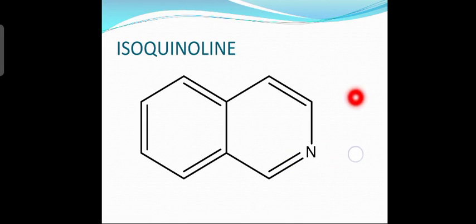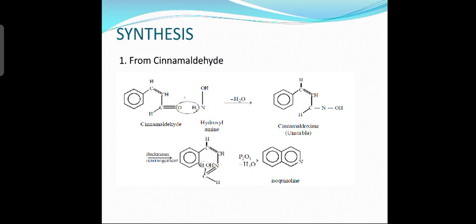Now next is isoquinoline. In isoquinoline, you can see the nitrogen atom here. In quinoline, the nitrogen atom is at this corner. In isoquinoline, the next carbon is replaced by nitrogen. So this is isoquinoline. Now let us see the synthesis of isoquinoline.